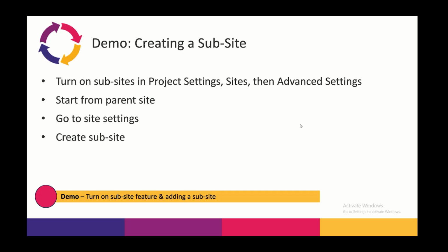Okay, so here we're just going to go over a quick demo on how to create a subsite. So you will turn on subsite in project settings, then you go to sites, and then you go to advanced settings. You go to the parent site, then you go to site settings, and you create the subsite. So the first bullet point is how to turn subsites on. The second is how you actually create the subsite itself. So let's just quickly have a look at how we might do that.